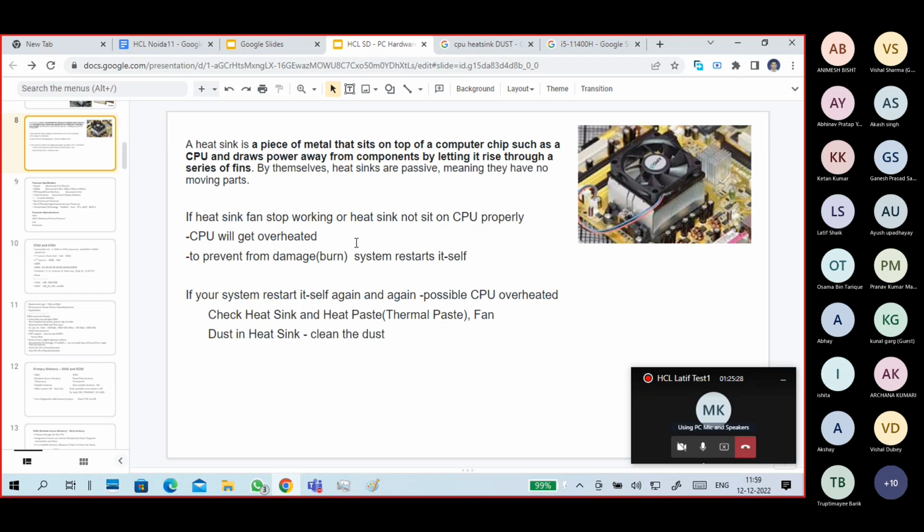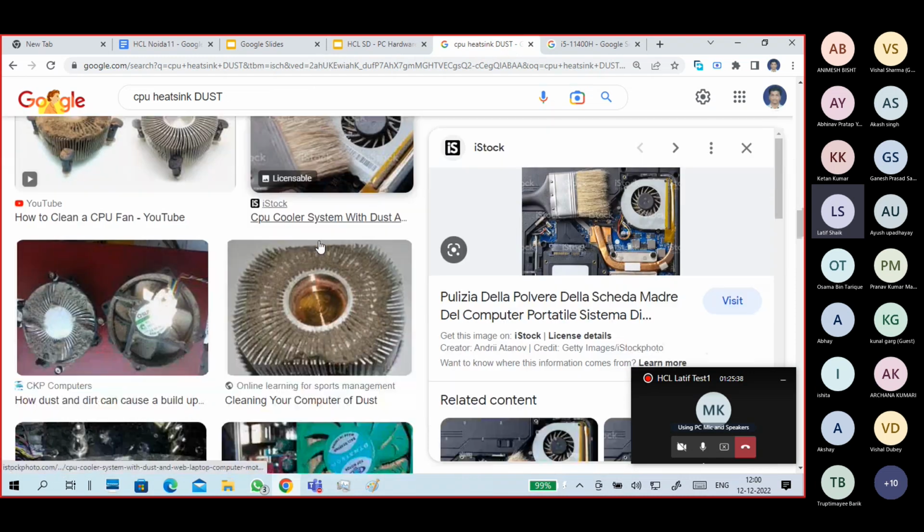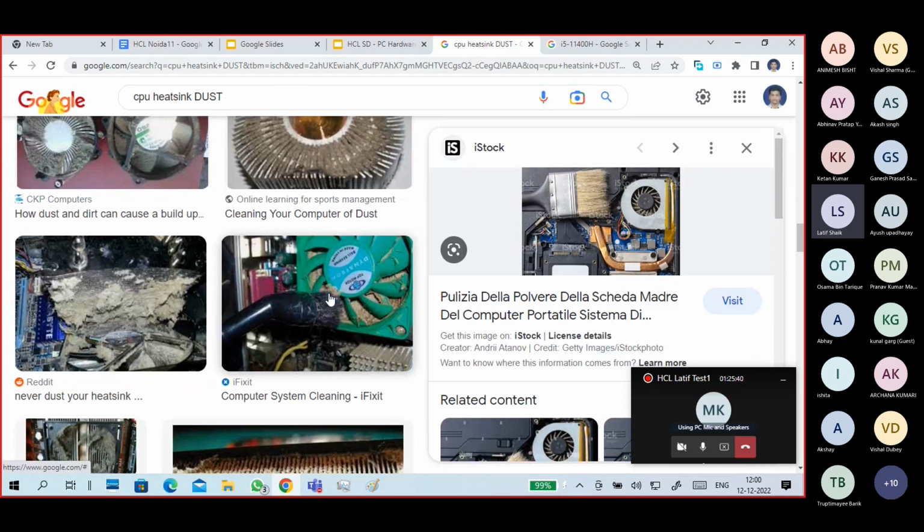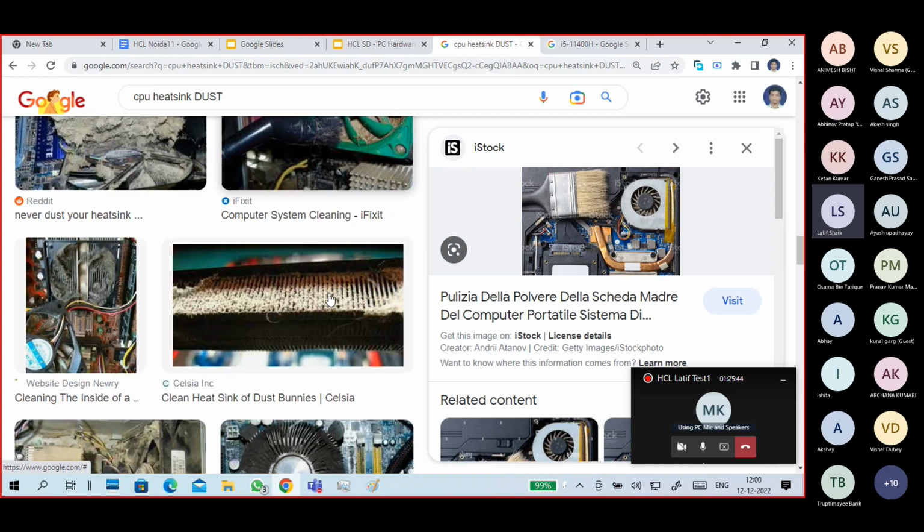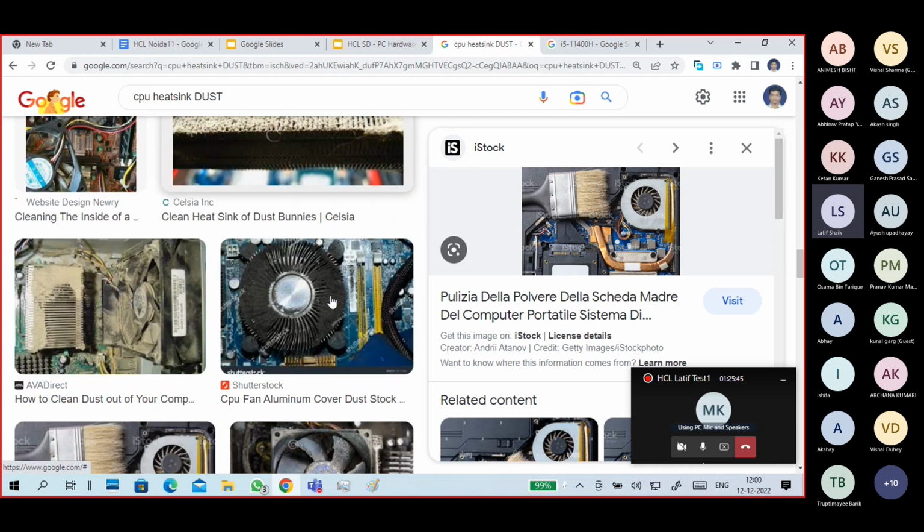To protect the processor from damage because of overheating, the system restarts your PC. The system restarts because the CPU is getting overheated. Okay, if it does not restart, the CPU will be damaged.